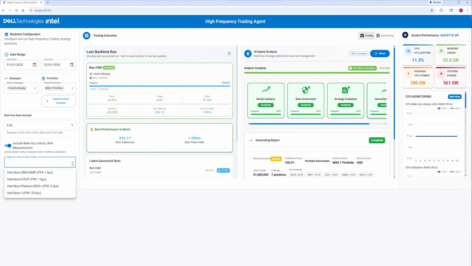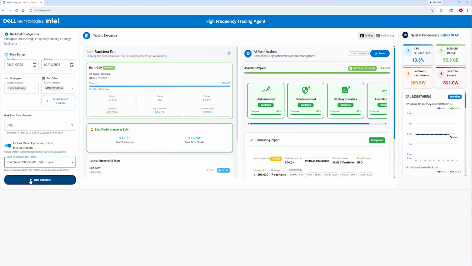Now we are going to showcase here a jitter profile. What does jitter mean? Jitter means the time taken, or the latency that you would see on a CPU, from switching from one scheduled task to the other. So in this case, we are going to choose the jitter profile of 6980P, which is the AP processor, and then run the simulation.